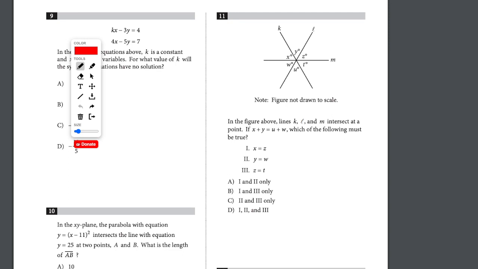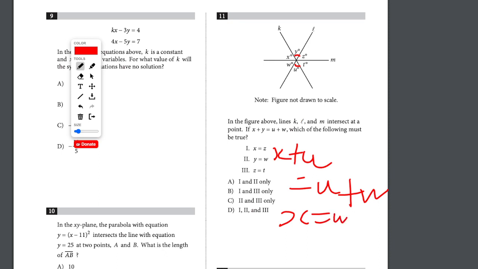Can we prove that? Well, here's something. Due to vertical angles, we can say that y equals u. So we can say that x plus u equals u plus w. That's one thing we can prove, right? So we can also prove that x equals w if we subtract u from both sides. So x equals w, and we know that w equals z, right? Directly we can prove that, because those are vertical angles.